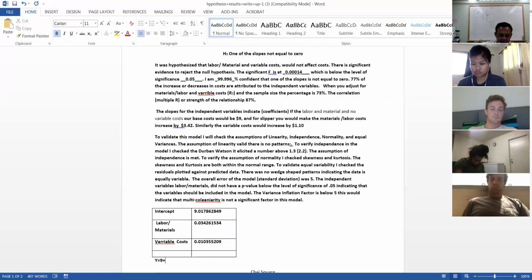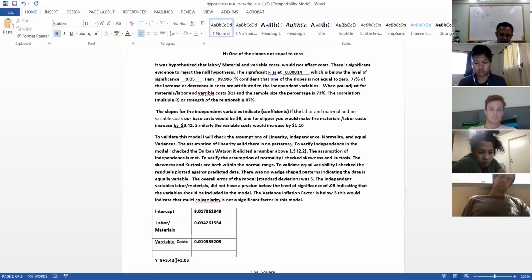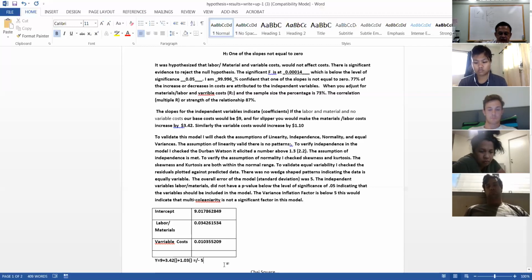So 3.42 times how much labor and materials or how many shoes there is, plus our variable cost, which is $1.03, 1.03 times how many shoes we make, and that's plus or minus 5 shoes. Right? And then we can start to solve.